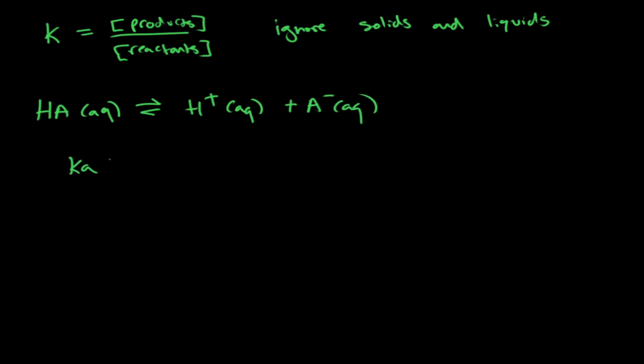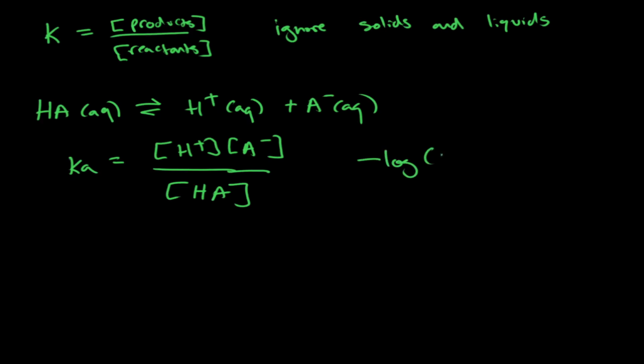Our Ka is going to be the concentration of the products, which is H plus and A minus, over the concentration of our initial reactant, HA. And we can see here that this is how you calculate the Ka. It's the concentration of the proton and the A minus over HA. And to get pKa, we just have to do the negative log of the Ka. And we would get a pKa.